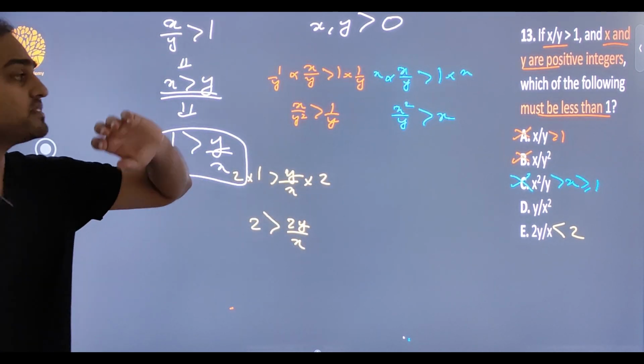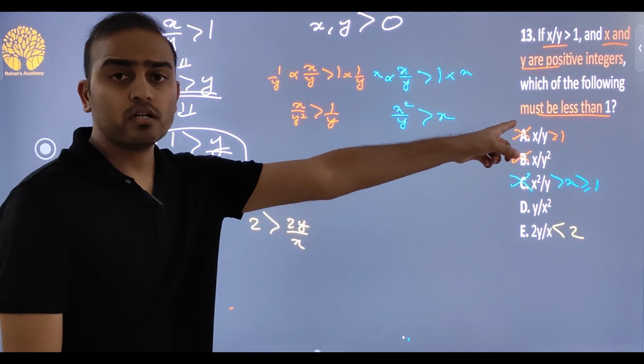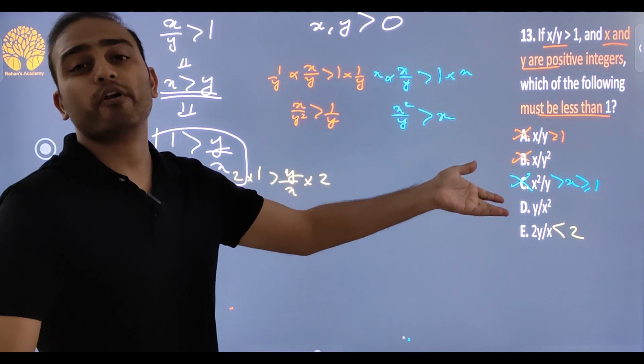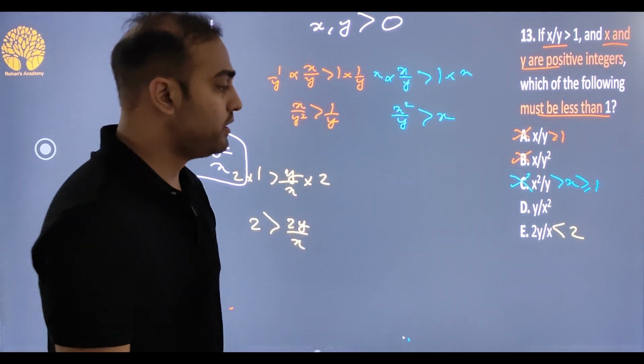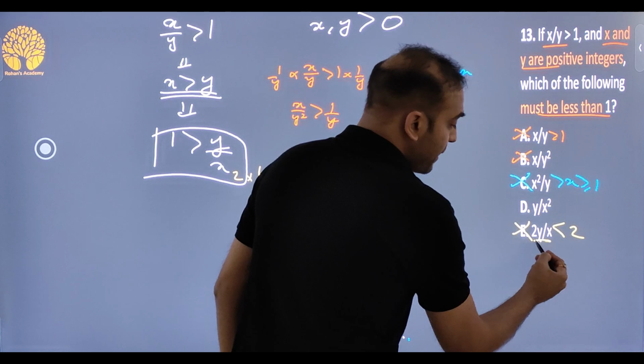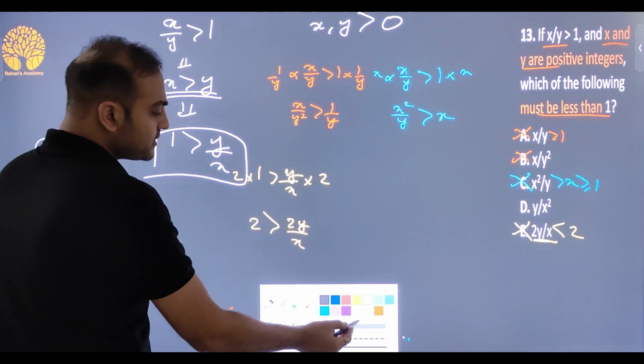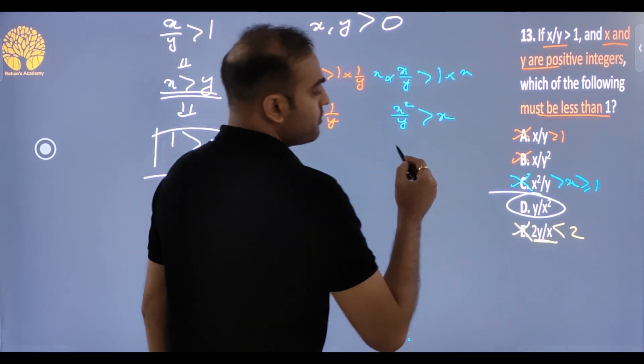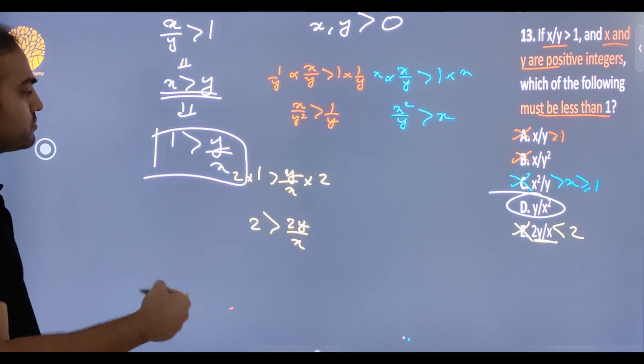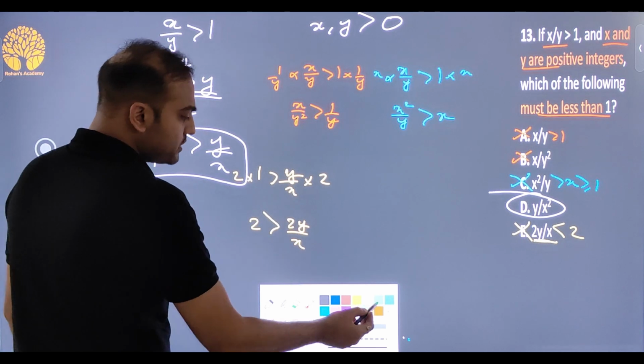So I know 2y by x is less than 2, but is it less than 1? Again, I don't know. Could be 1.5, 1.9, 1.8, right? So it's a tempting option, but not the answer. Which obviously leaves us with y by x square, but let's just solve it for our own knowledge.